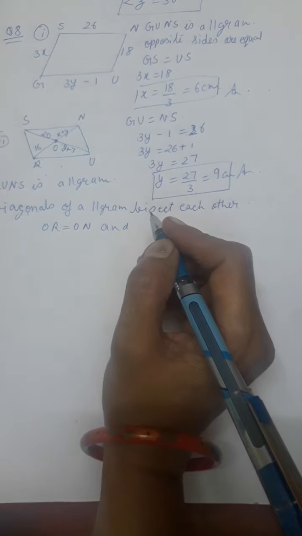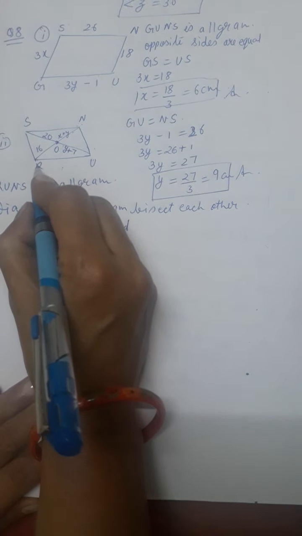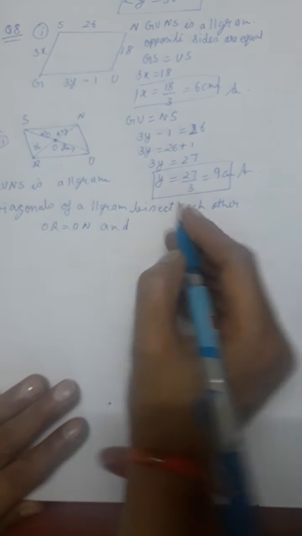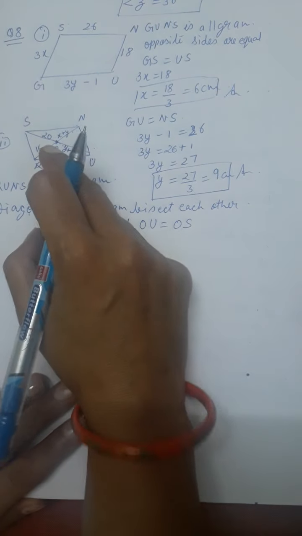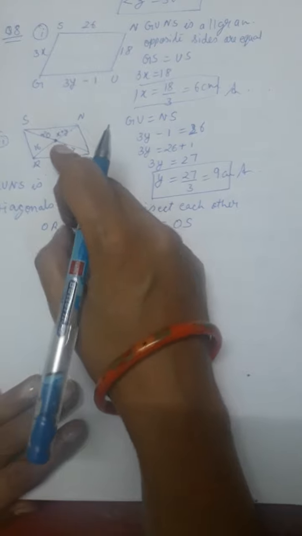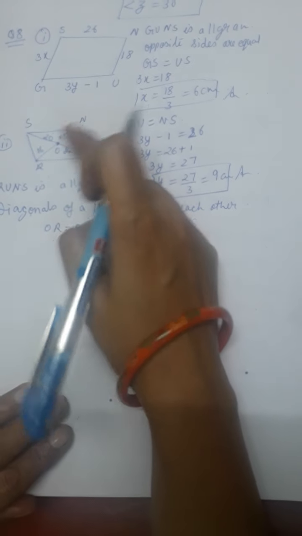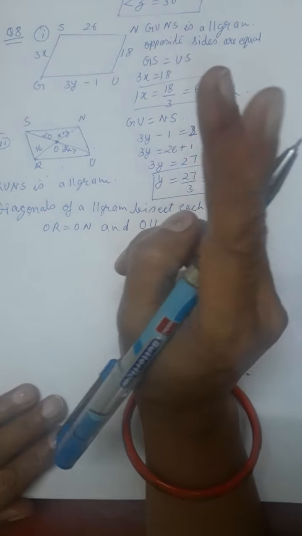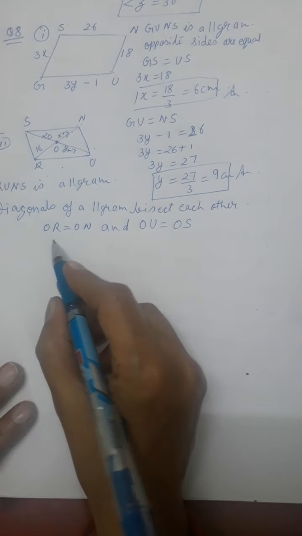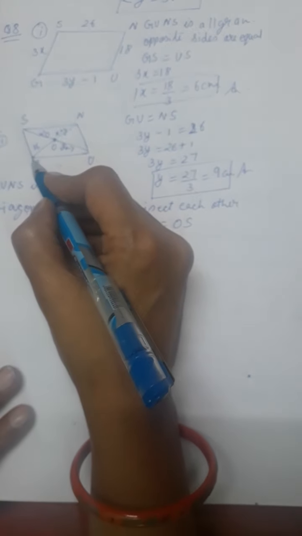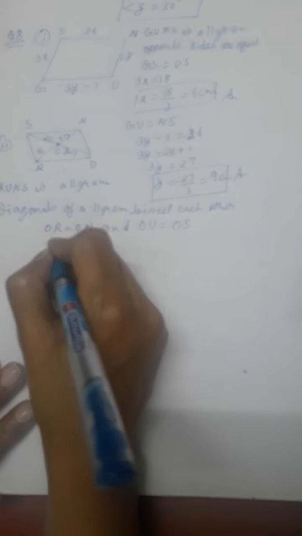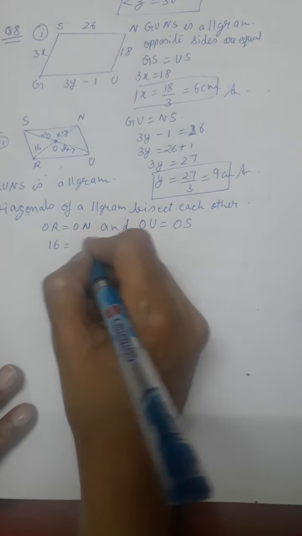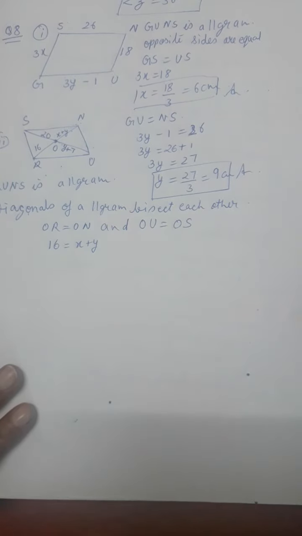Bisect means dividing into two equal parts, and OU will be equal to OS. Okay, O is the point of intersection where this diagonal RN is dividing into two equal parts. So OR will be equal to ON. What is the value of OR? 16. What is the value of ON? x plus y. So what is the first equation we got? 16 is equal to x plus y.